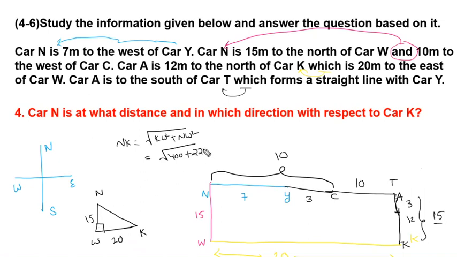So 15 square is 225. So under root 625, which is nothing but 25 kilometers or meters, whatever it is. So this is the distance.